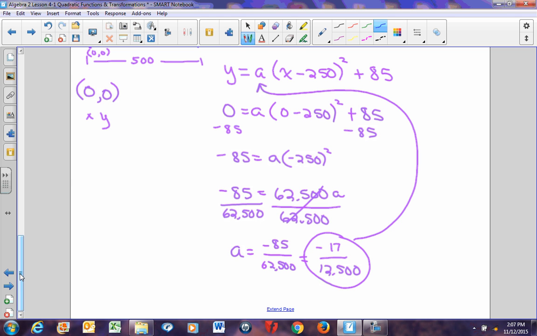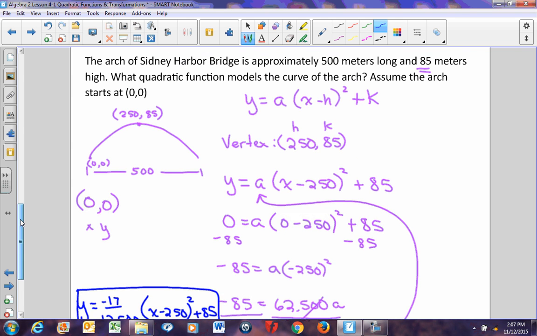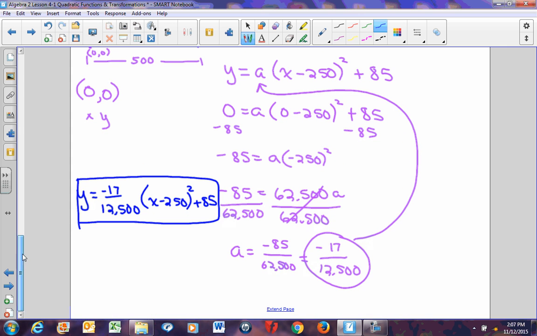So I'm writing in blue so you can see it a little better. So y is going to equal negative 17 over 12,500, parentheses, x minus 250 quantity squared plus 85. And that's my equation for the parabola. Here's my quadratic equation that models the curve of this particular arch. And this is quadratic functions and transformations.